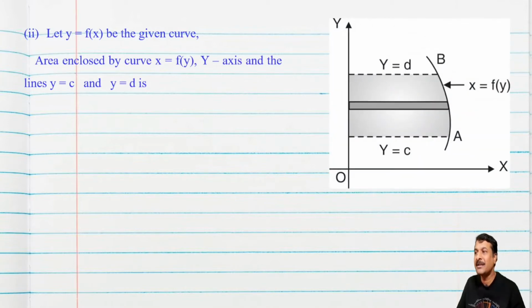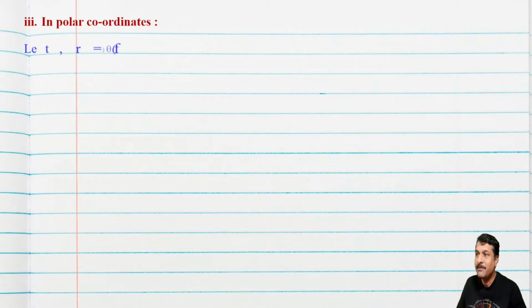If suppose the area is bounded by y equal to c and y equal to d like this, it means that let x equal to f of y be the given curve and the area enclosed by the curve, the y axis, and the lines y equal to c and y equal to d. Then the area equals integration c to d f of y dy, equal to integration c to d x dy, means any one from this. In polar coordinates, it means r and theta.